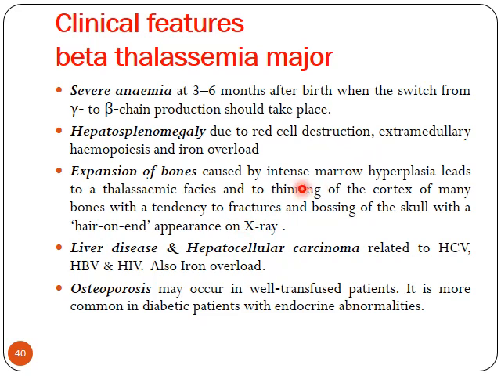Expansion of the bones caused by the intense marrow hyperplasia leads to a thalassemic facies and thinning of the cortex of many bones, with a tendency to fracture, and bossing of the skull with the hair-on-end appearance, as we have seen. Liver disease and hepatocellular carcinoma are related to HCV, HBV and HIV infection, and also iron overload. Osteoporosis may occur in well-transfused patients. It's more common in diabetic patients with endocrine abnormalities.